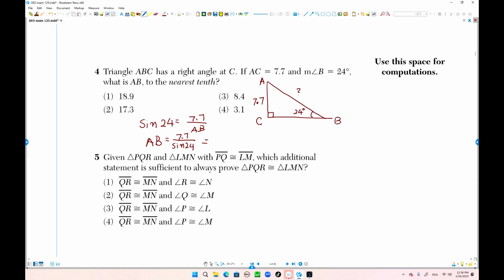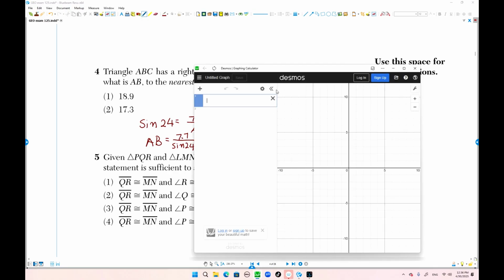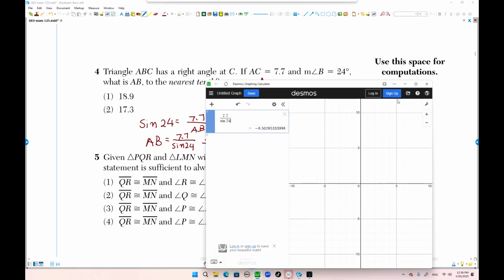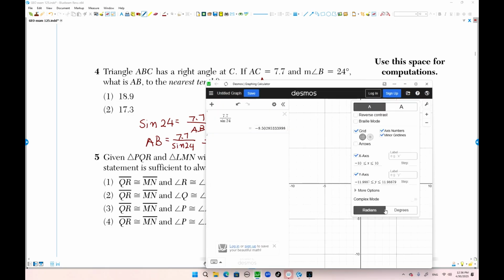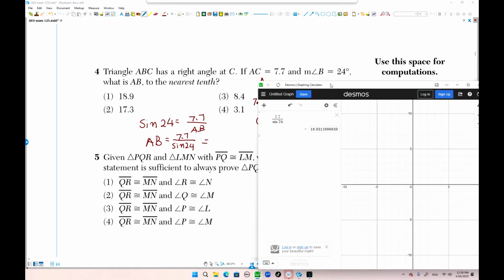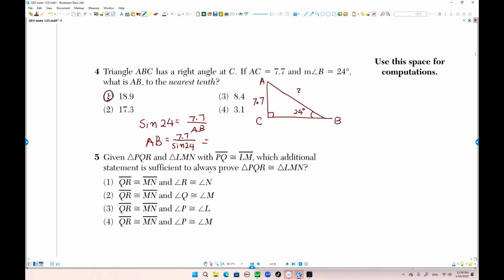So I'm going to use decimals. You can choose 7.7 over sine 24. Make sure the calculator is in degree mode, okay? That's fine. 18.9. Option A is the answer. This side is 18.9.